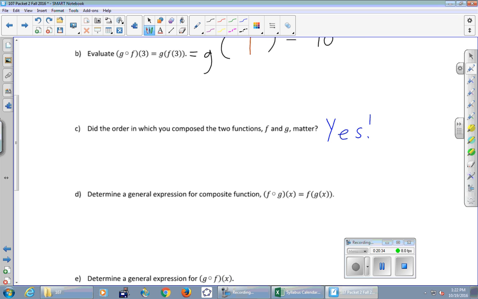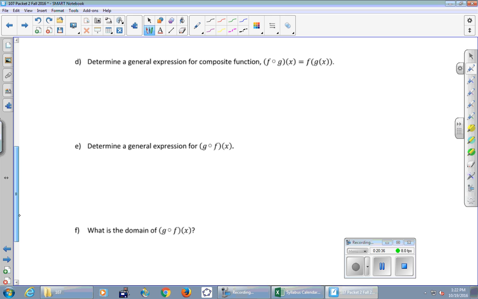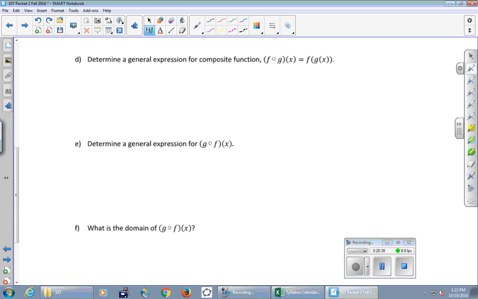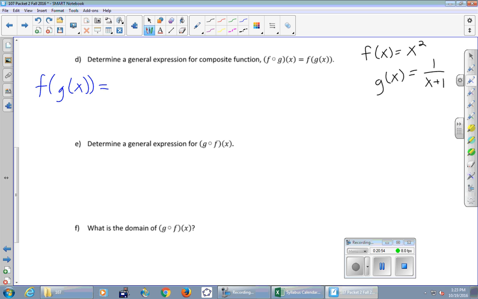Okay, let's take a look at part D. D and E are the trickiest questions of the day. I'm just going to rewrite our functions here so they're on the screen. X squared and 1 over x plus 1. Okay, here we go. Starting with f of g of x. Let's just write those symbols. Good practice with our brand new notation. F of g of x. Which symbol are we copying? F. So this is going to be f of something.